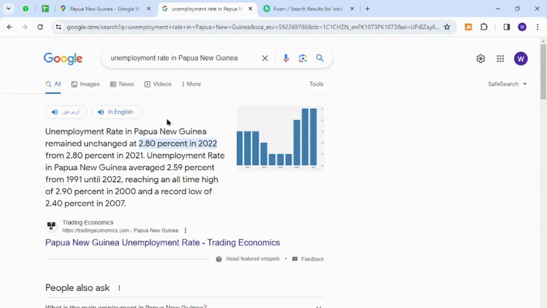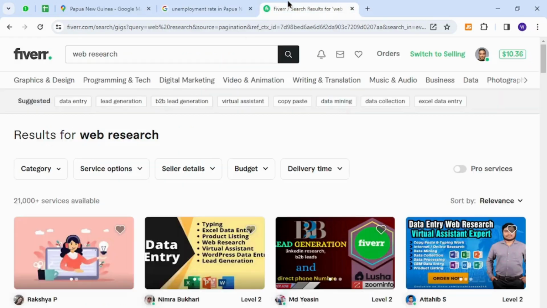Interestingly, the unemployment rate in this region is 2.8% according to the 2022 stats, which indicate that there are thousands of unemployed people that can make money online without any investment and capital. And they can do so by providing freelancing services. So let's go to the best freelancing platform.